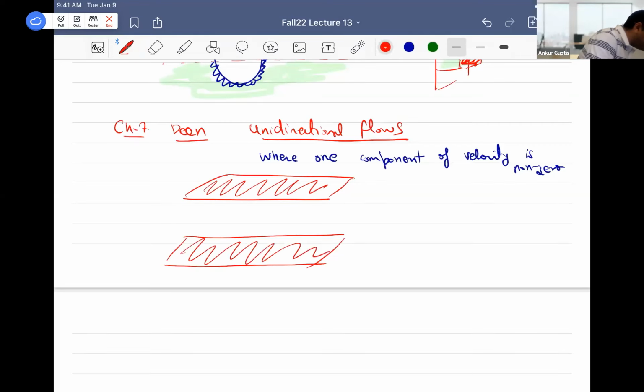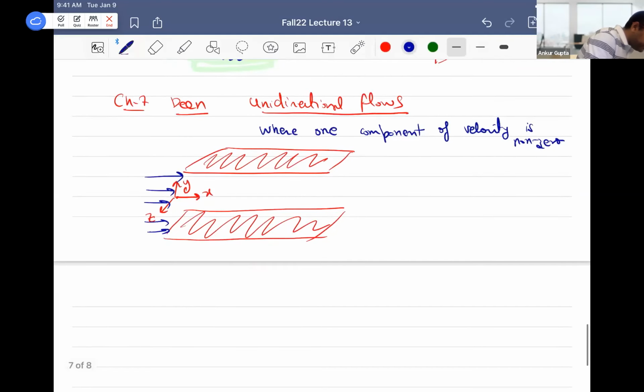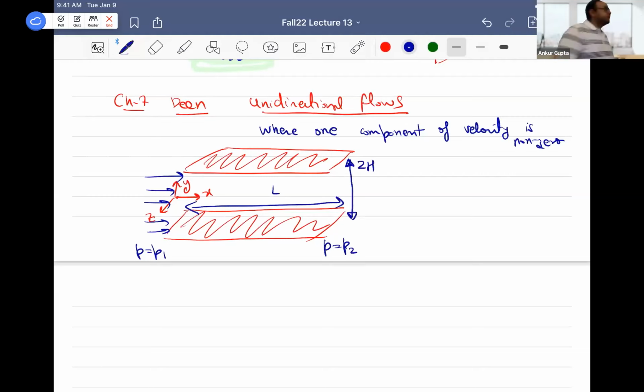The coordinate system is x, y, and z direction, and I'm flowing some fluid through this, such that pressure is P1 here, pressure is P2 here, this distance is L, and this distance is 2h. So it's two parallel plates, and I have a pressure difference.